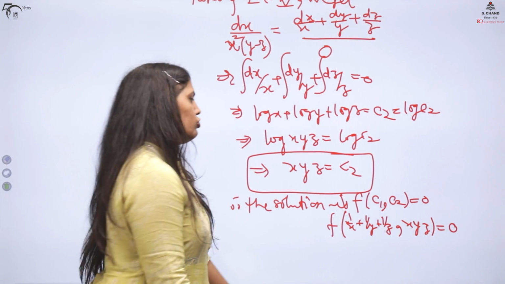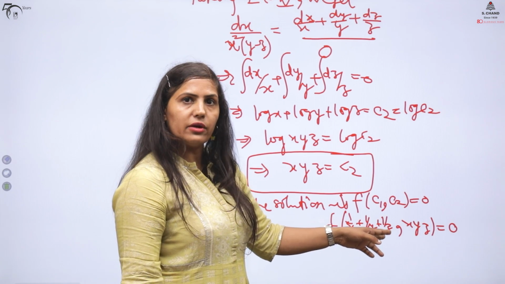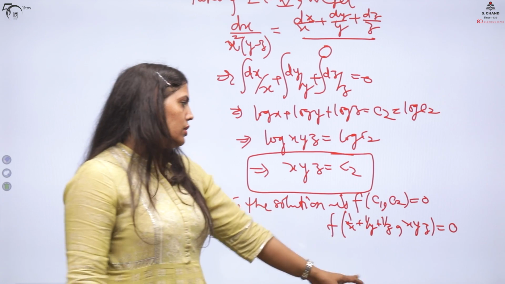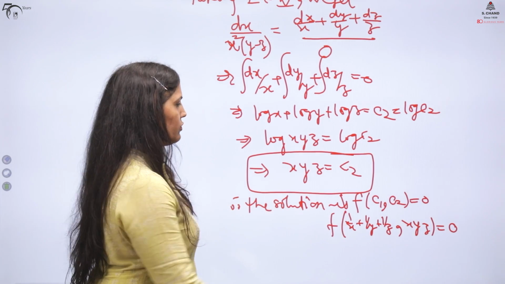So this is the solution, and you remember in the first, where I was forming the partial differential equation, I took this type of example also. So you can just go the reverse way also to find the partial differential equation.